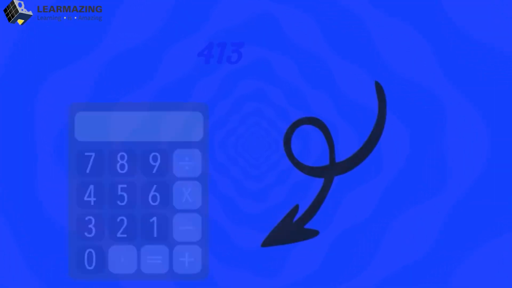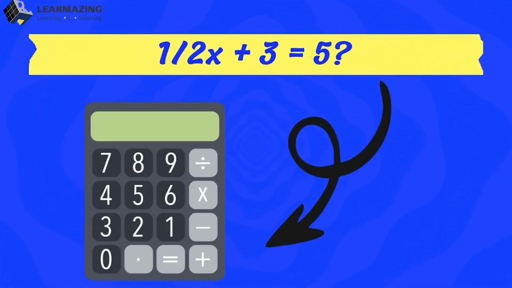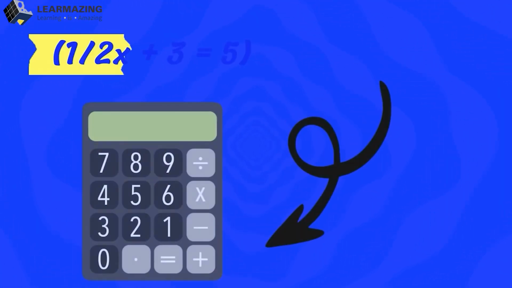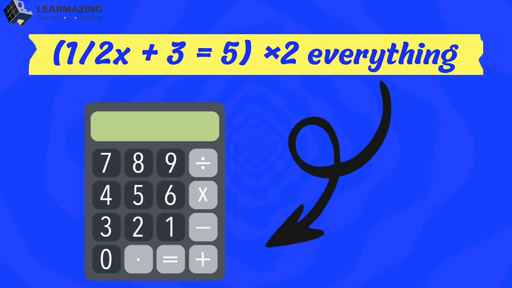Never do long division on grid-ins. Turn that into a decimal or fraction that you recognize. Ain't nobody got time for dividing 413 by 18. Fractions, multiply everything to get rid of them. 1 over 2x plus 3 equals 5. Multiply everything by 2.